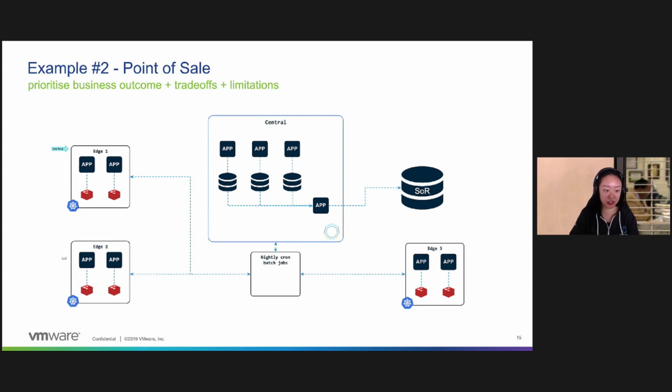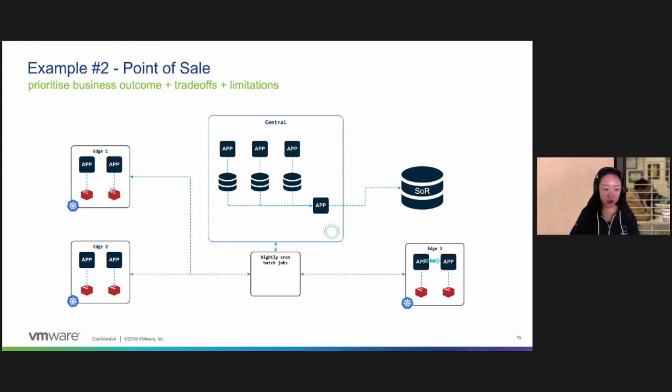For the edge environments, since they are running bare metal and need to be more lightweight, instead of running something heavy like Tanzu Application Service, they can run Kubernetes. A containerized platform is definitely much lighter and cheaper than running VMs. And each of these applications can handle transactions at the cash register.